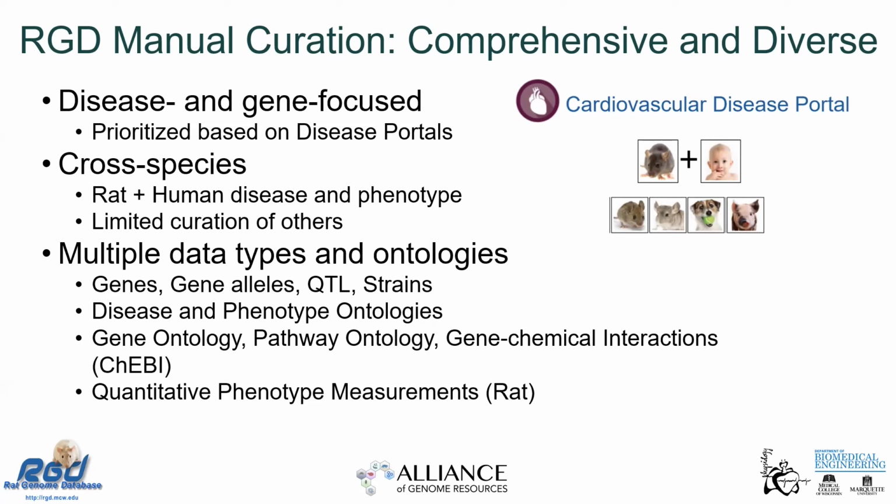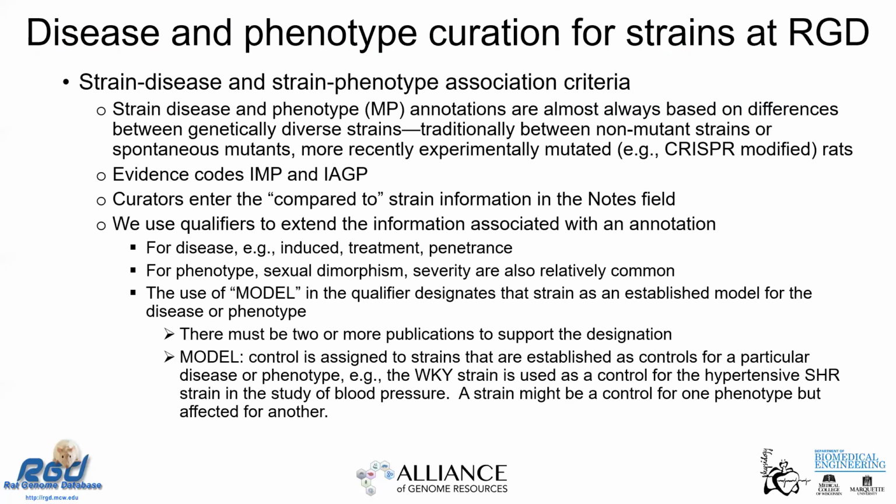So in terms of disease and phenotype curation for strains at RGD, we have a number of criteria that we use for making strain disease and strain phenotype associations. Strain disease and phenotype annotations are almost always based on differences between genetically diverse strains. Traditionally, that was between non-mutant strains. So there's a whole large number of inbred rat strains that have been developed as models for human disease.